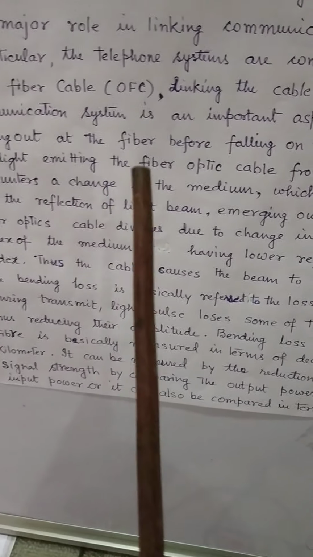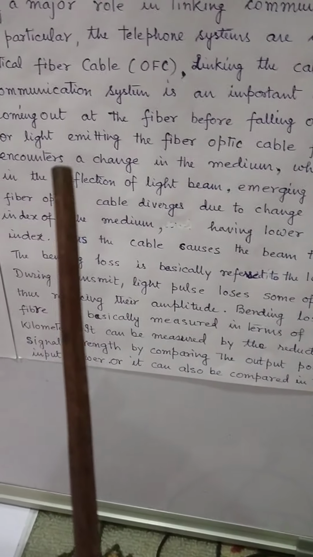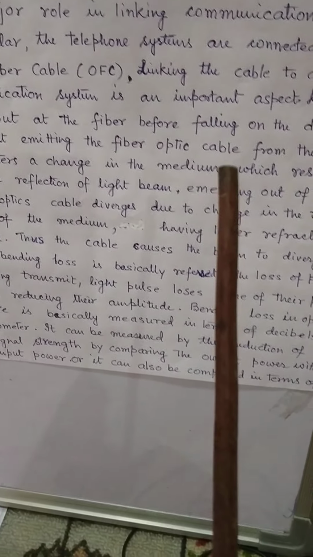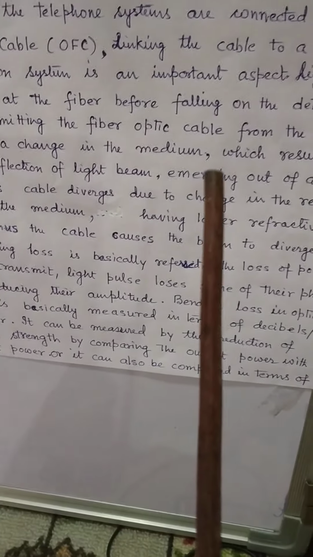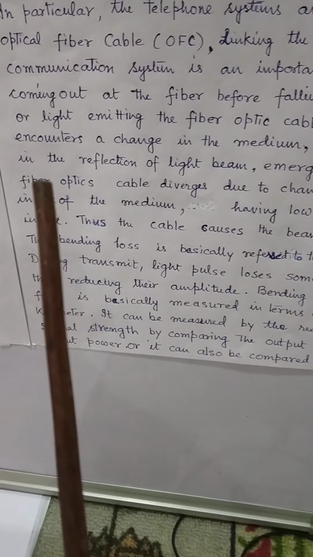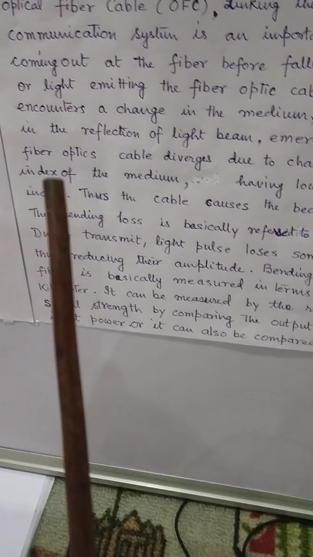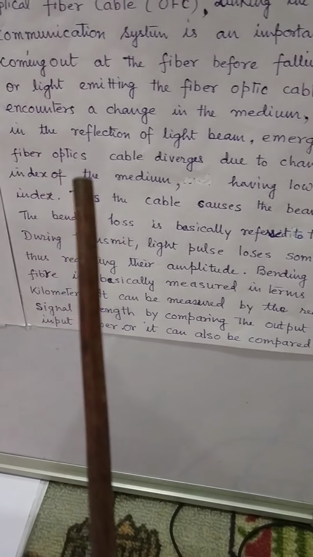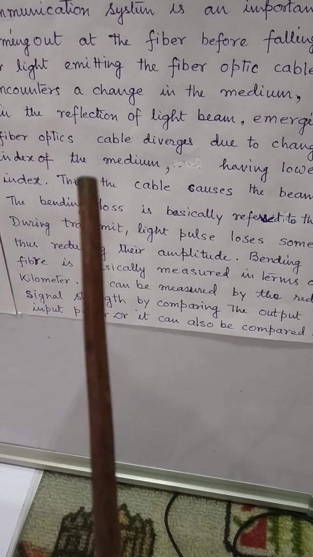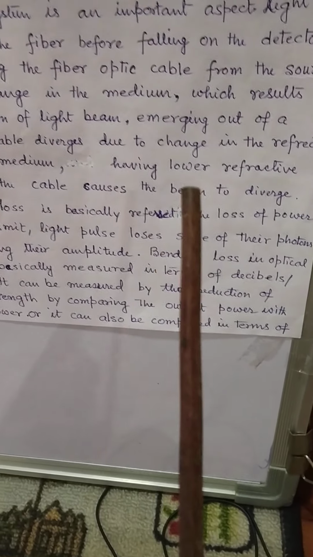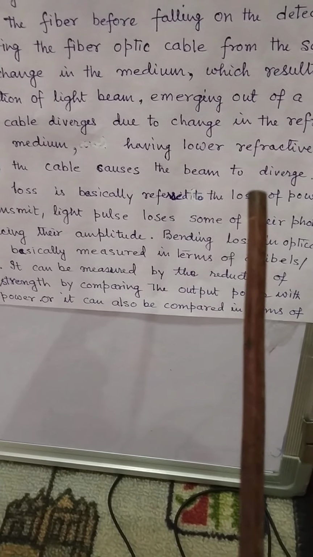Light coming out of the fiber before falling on the detector, or light emitted from the source into the fiber optic cable, encounters a change in the medium, which results in the reflection of the beam emerging out of the fiber optic cable. The beam diverges due to change in the refractive index of the medium, having lower refractive index. Thus, the cable causes the beam to diverge.